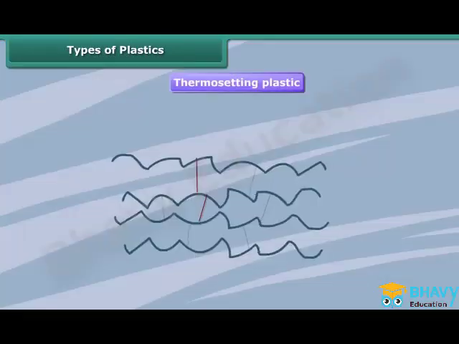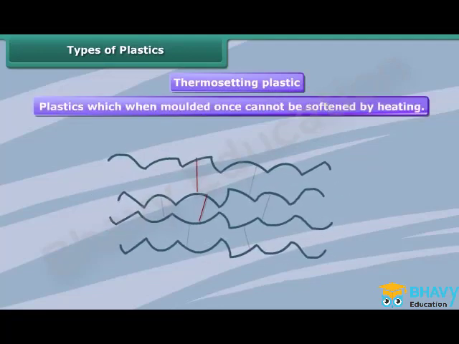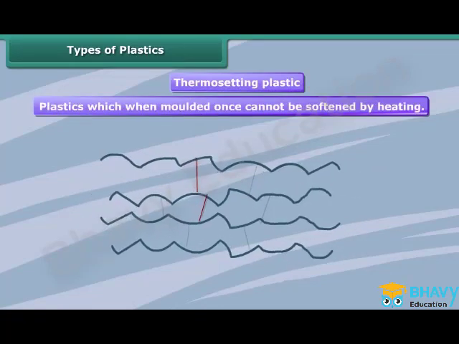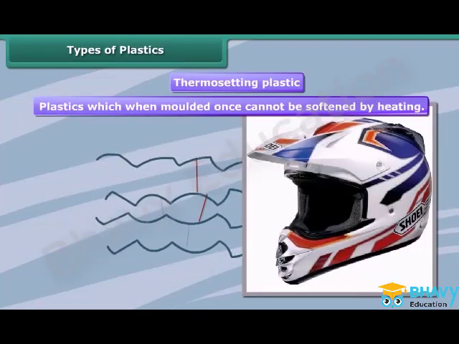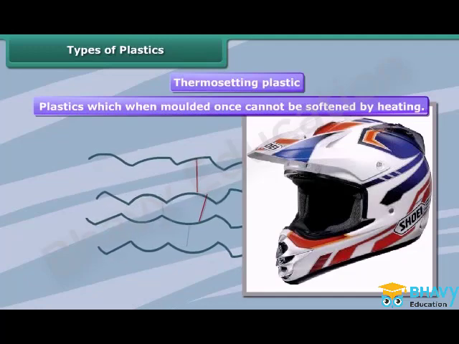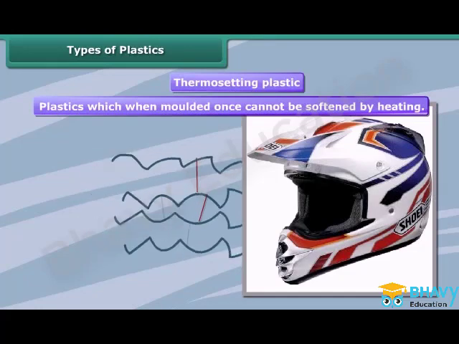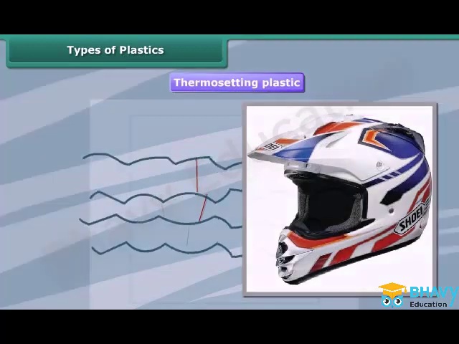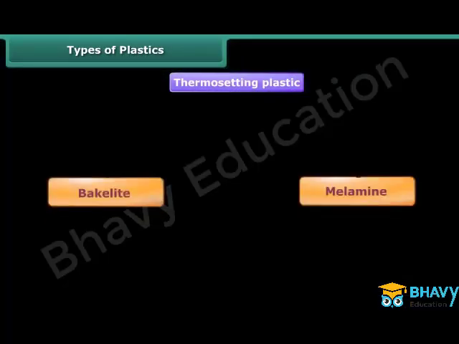Thermosetting plastics have a cross-linked arrangement of their constituent units. These can be melted and take shape once only. After they have solidified, they stay solid. On subsequent heating, they do not become soft and hence do not change their shape. Therefore, these cannot be recycled. Bakelite and melamine are two examples of thermosetting plastics.